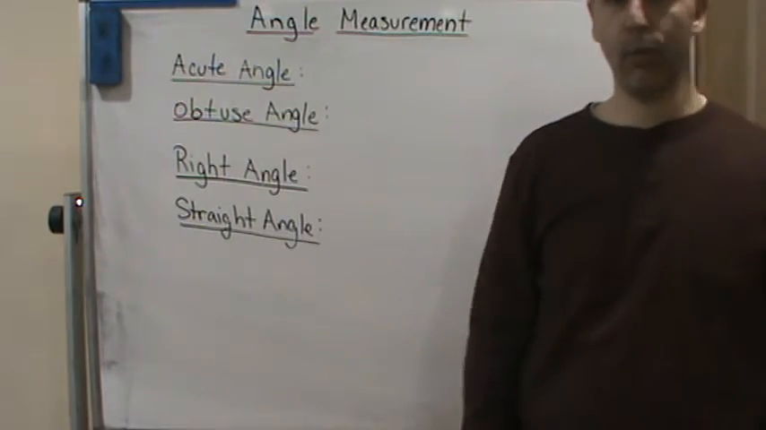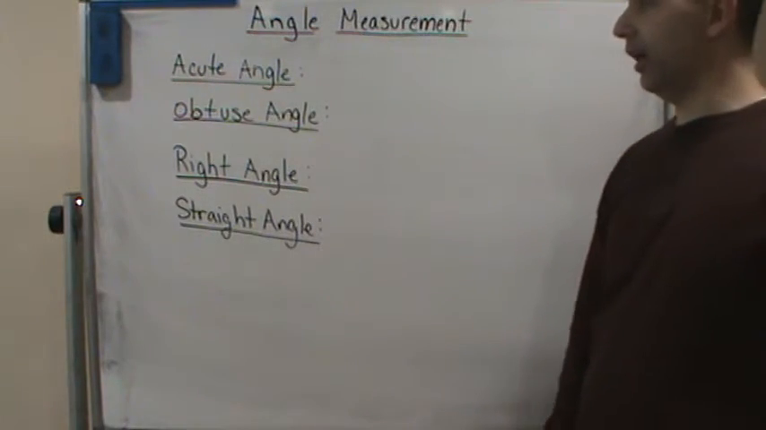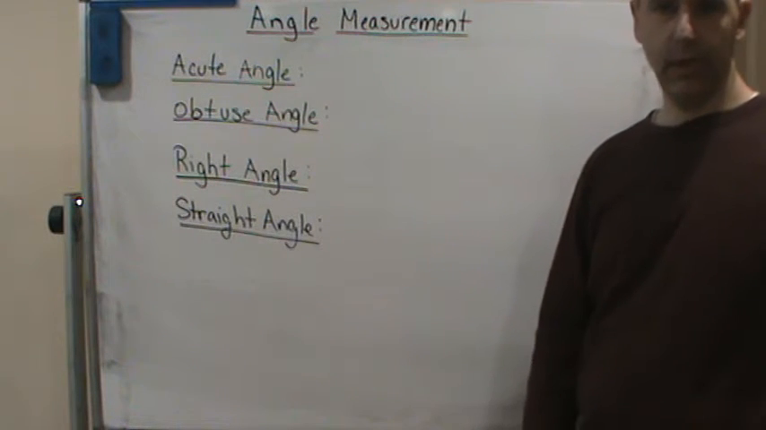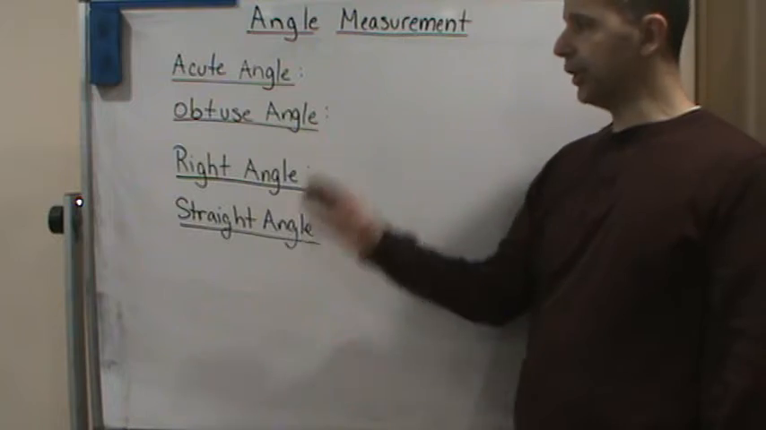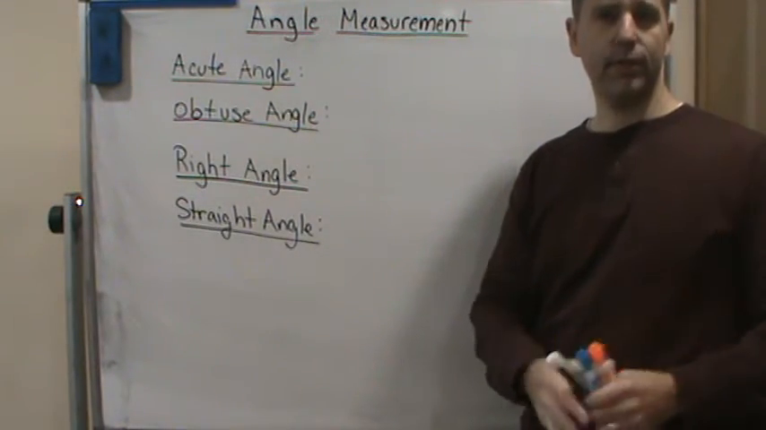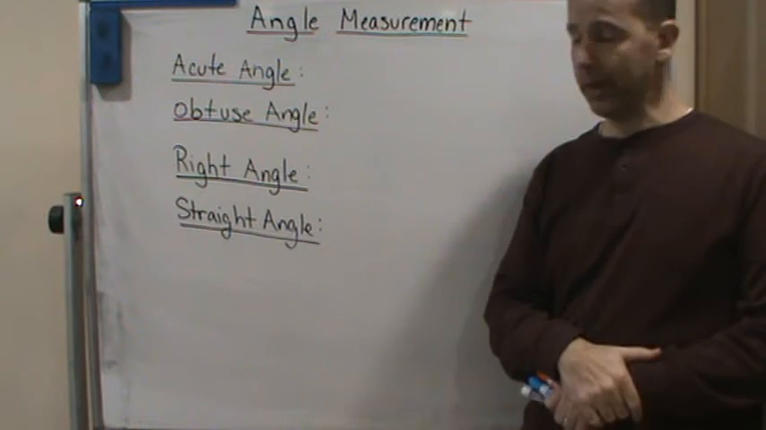Okay, so welcome back. Now we're going to do some classification of angles. These are the basic classifications of angles that you will see. An acute angle. I'm not going to write out the definition. I'm just going to talk, and you can pause and write it down.